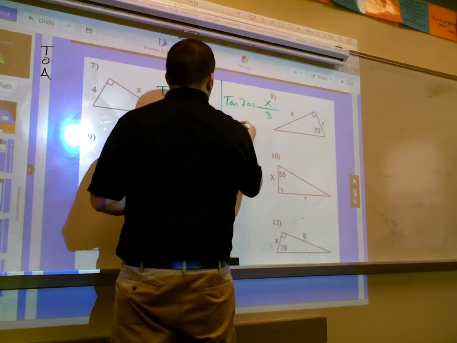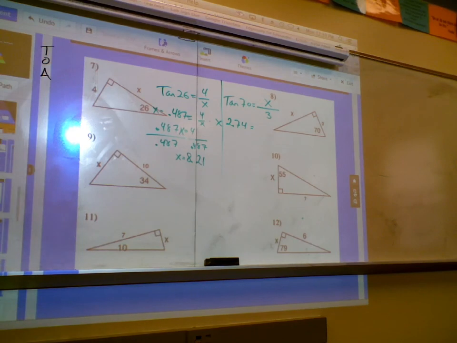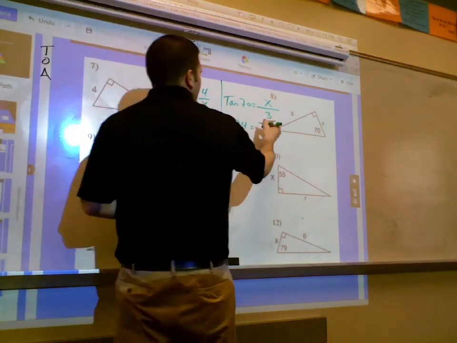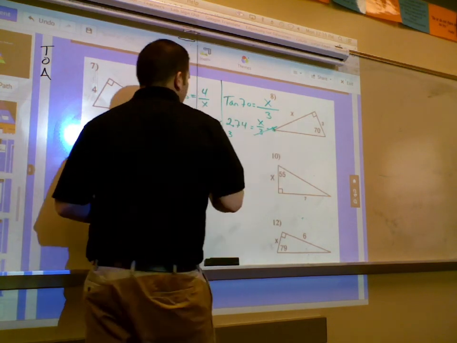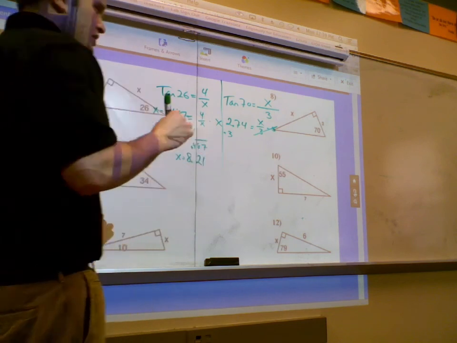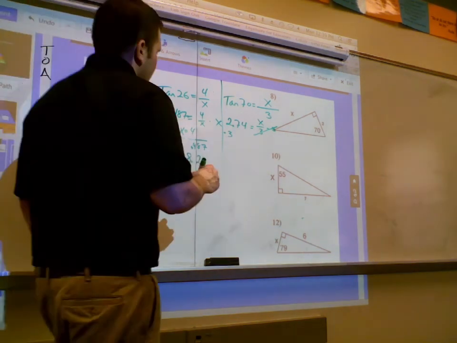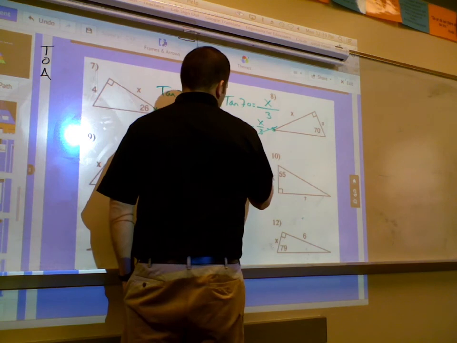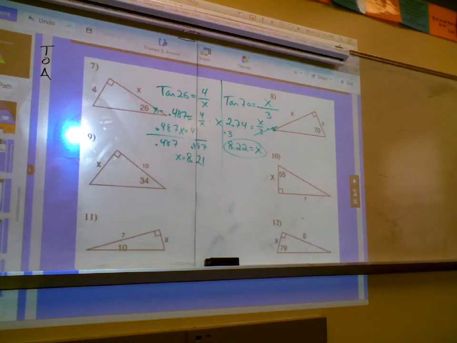Oh, it's above 1. Is that okay? Yeah, for tangent, it's okay for it to be greater than 1 because you're not dividing by the hypotenuse. So x over 3. So multiply by 3. 2.74 times 3. 8.22. 8.24. It might just be rounding and stuff.